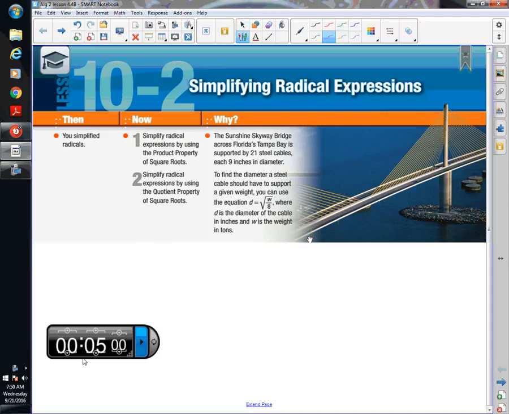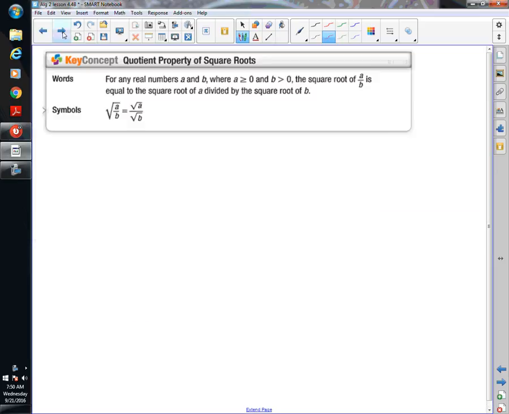Today's lesson, we are going to be working on simplifying radical expressions by using the quotient property of square roots. One of the main things that we do when we're dealing with square roots, when we have fractions, is the fact that if I have a fraction within a radical, such as this one, it can be broken apart, such as that. So, for example, if I have the square root of 36 over 9.